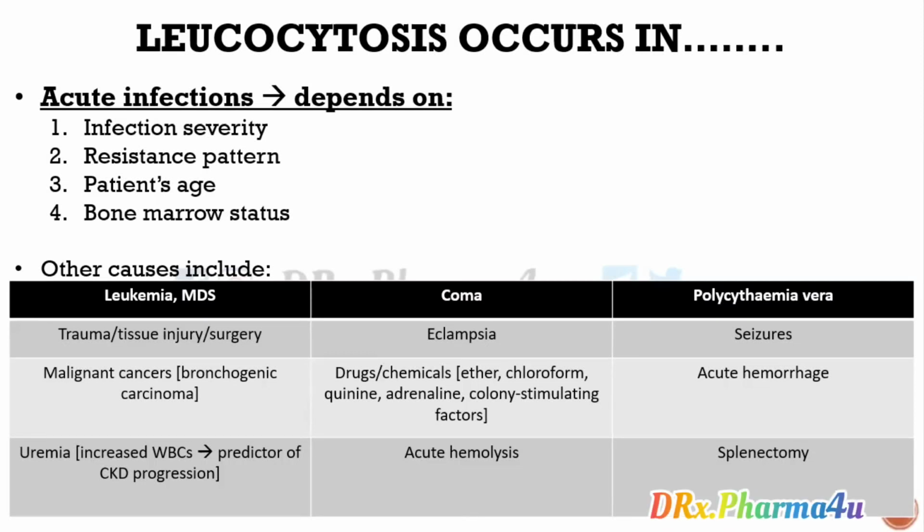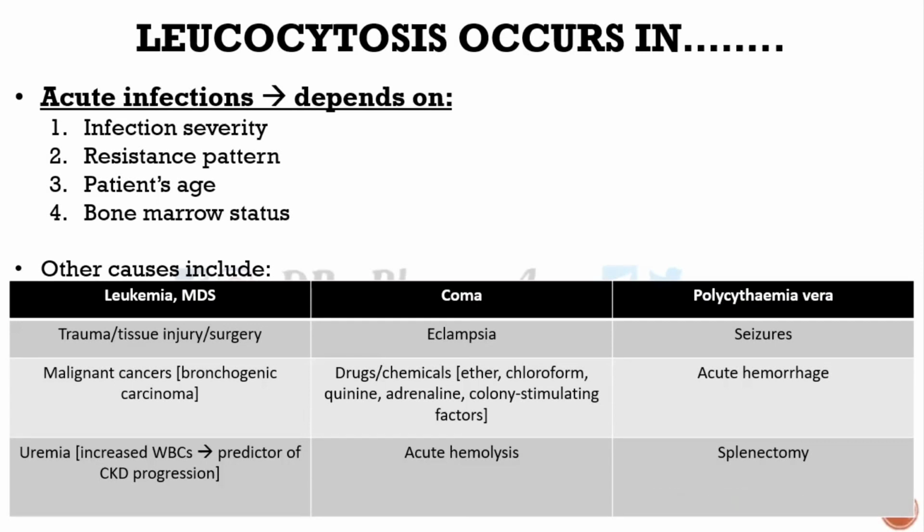because if the patient is very young or very old, then definitely there is a risk of low immunity. And bone marrow status is very, very important, especially in patients who undergo cancer chemotherapy, because most of the chemotherapeutic agents have a side effect. They cause bone marrow issues. There are other drugs also. So bone marrow status is very important.